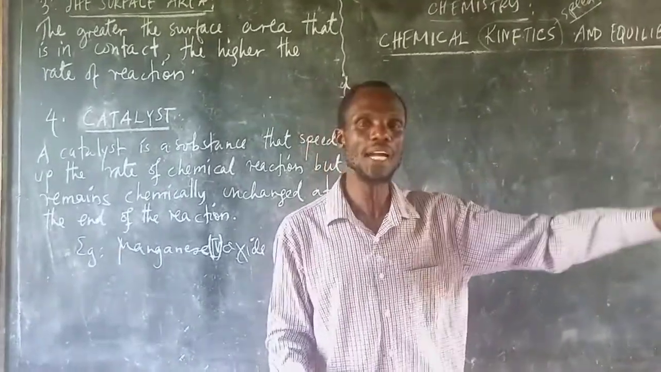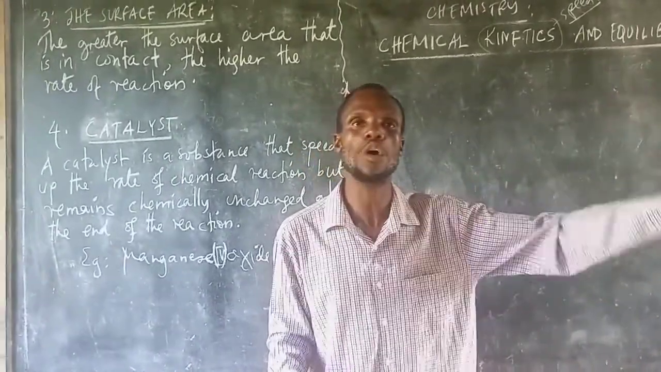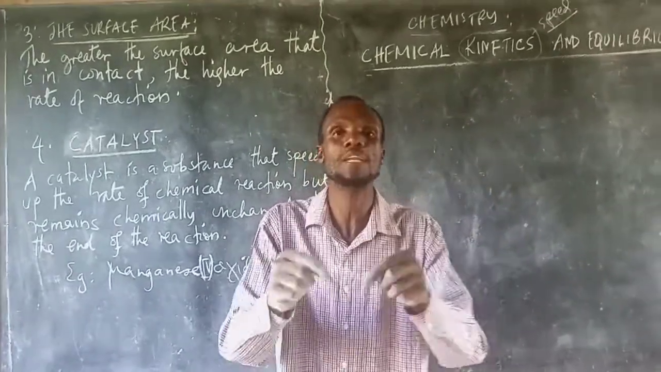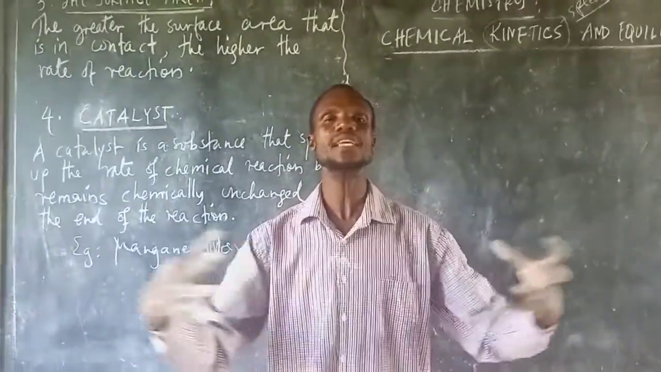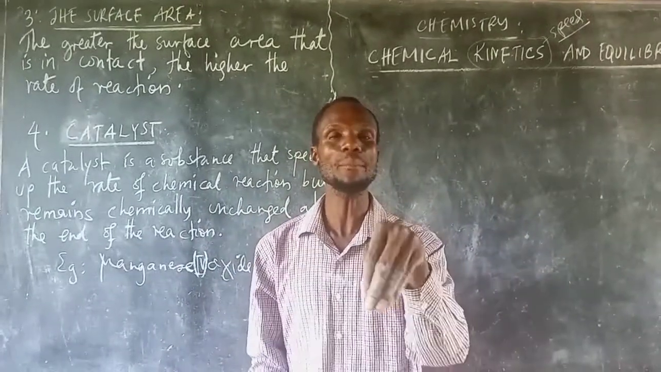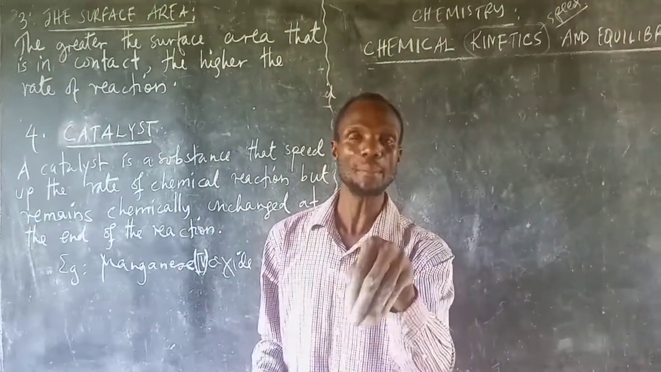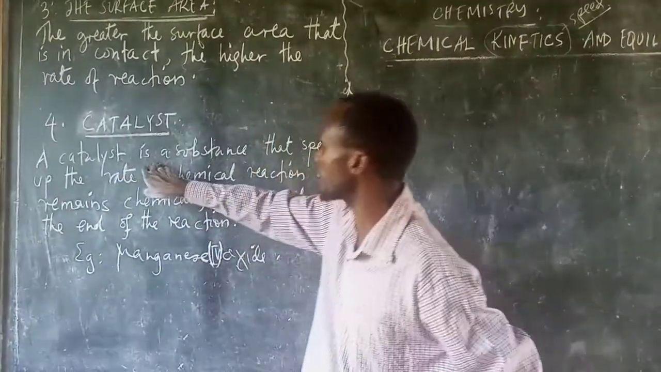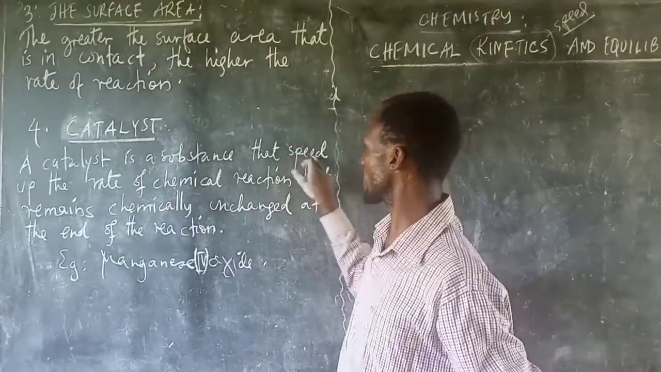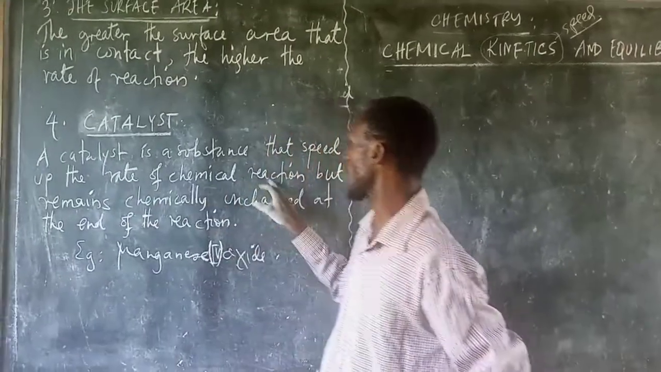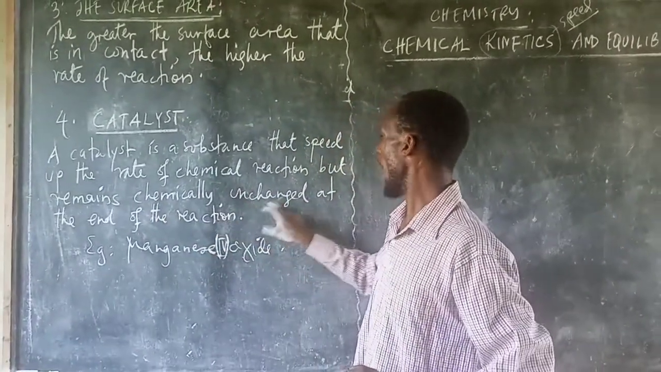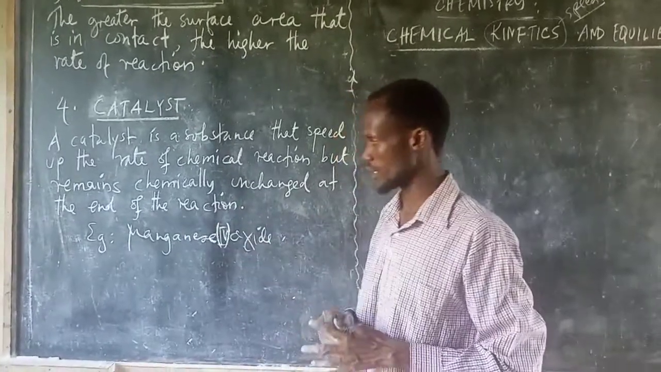At the end of the reaction, we only expect water and salt because there is no chemical change that is made by the catalyst. Kwa catalyst haibadilishi chemical product ambayo inakuwa formed. And that's why we say a catalyst is a substance that speeds up the rate of chemical reactions but remains chemically unchanged at the end of the reactions.